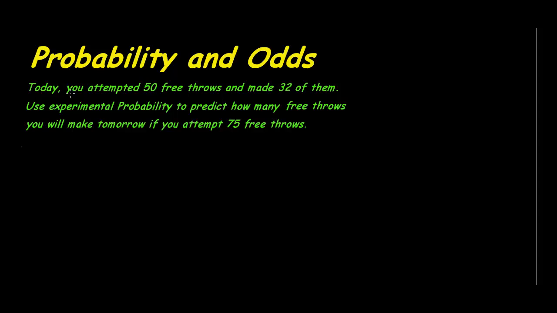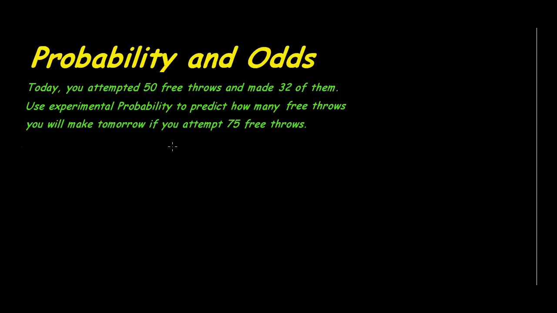Hello again, everyone. This is part 2 of probability and odds. It's a word problem. We're going to use experimental probability, and we're also going to make predictions. Let's read it. Today, you attempted 50 free throws and made 32 of them. Use experimental probability to predict how many free throws you'll make tomorrow if you attempt 75 free throws.